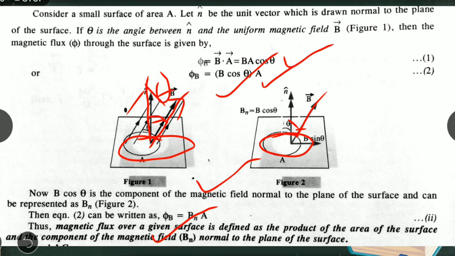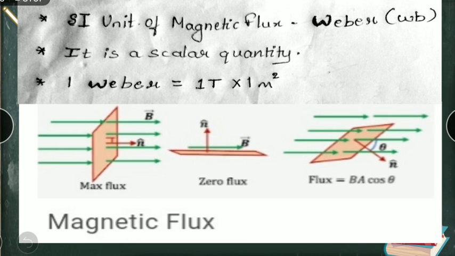How can we define the term? It is the product of the area of the surface and the component of the magnetic field normal to the plane of the surface. Let's see the SI unit. The SI unit of magnetic flux is the Weber, WB. It is a scalar quantity.